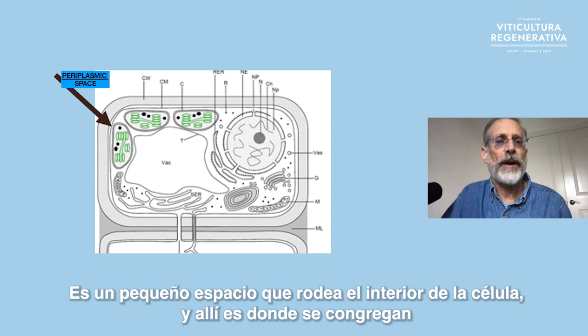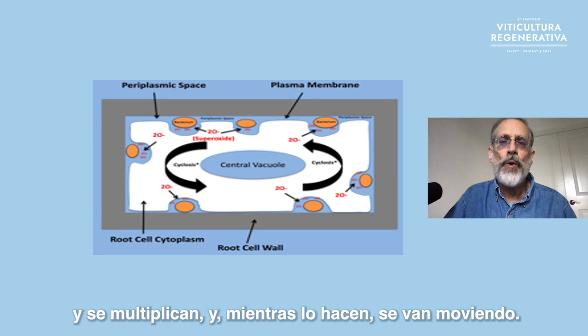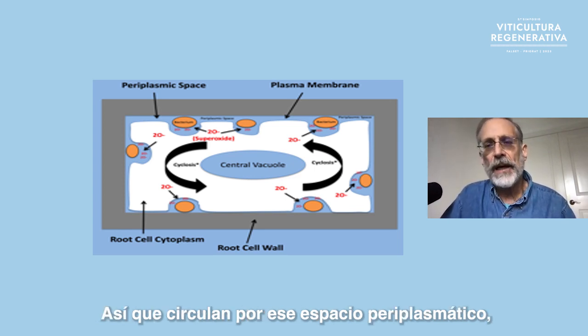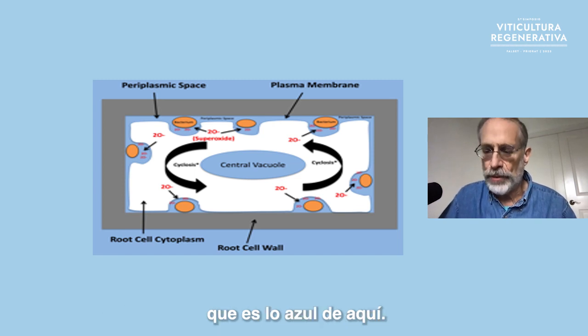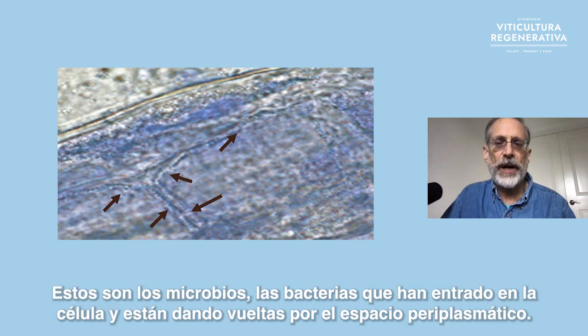It's a little hollow area around the inside of the cell, and there they congregate and they multiply and move around as they're doing so. So they're cycled around in that paraplasmic space, which is the blue here. Here they are inside a cell. These are the microbes, the bacteria that have entered that cell, and they're circling in that paraplasmic space.